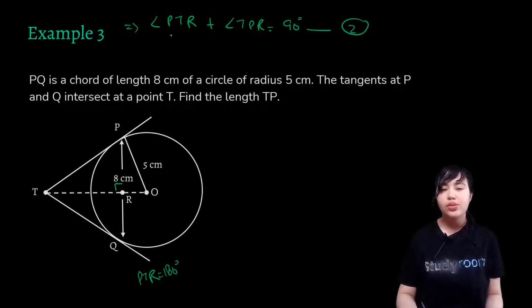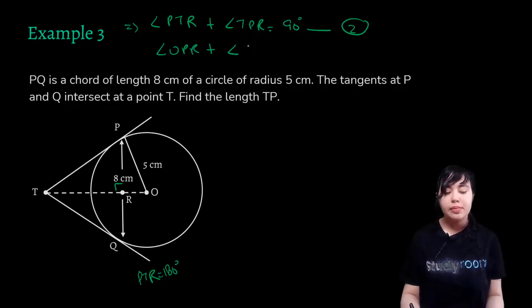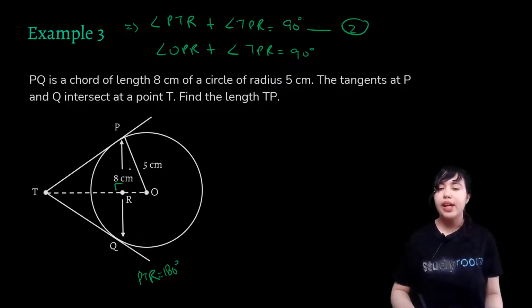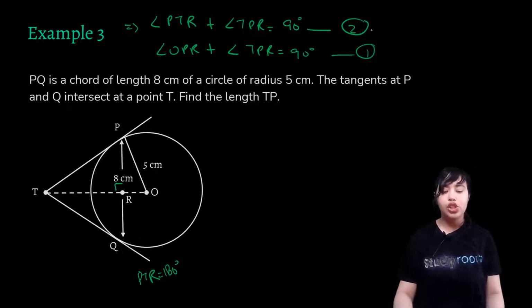What was your first equation though? Let me just write it again. That was angle OPR plus angle TPR is equal to 90 degrees. So that was equation number 1. This is equation number 2.